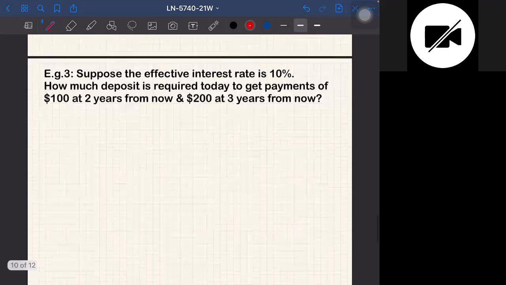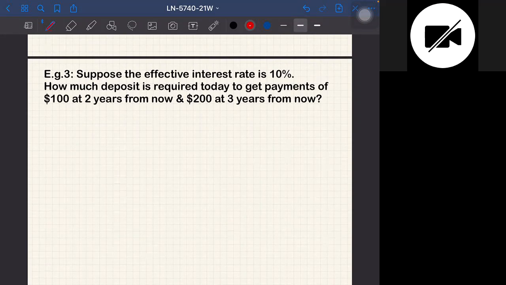Okay, so now we think about a slightly more complicated example. Suppose that the effective rate of interest is 10%, so that means I is equal to 0.1. How much deposit is required today to get payments of $100 at 2 years from now and $200 at 3 years from now?